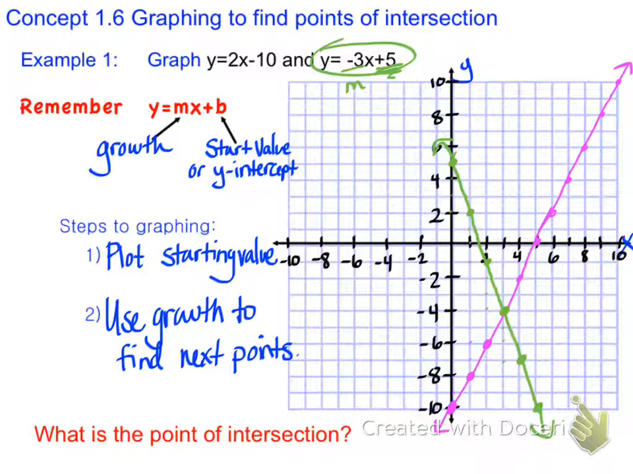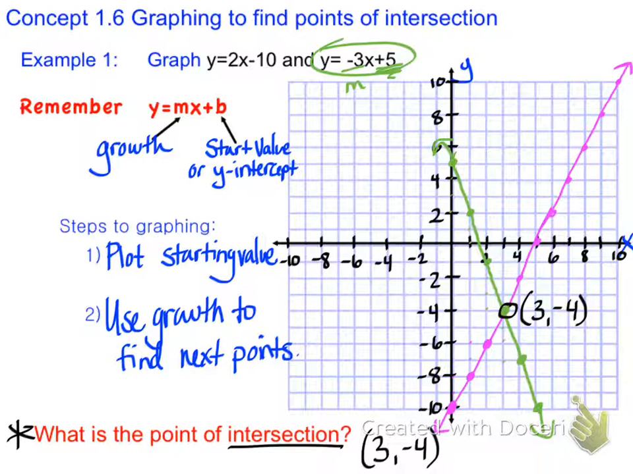Now the question is asking, what is the point of intersection? Because that was the whole goal. That's the goal of this concept, to find points of intersection. Well, the point of intersection for this graph is where the two lines cross. Intersection meaning crossing. So if I look at the point of intersection, it's that point right there where the green and the pink line crossed. That point has coordinates of 3, negative 4. So the answer to this question is 3, negative 4. That is the point of intersection.